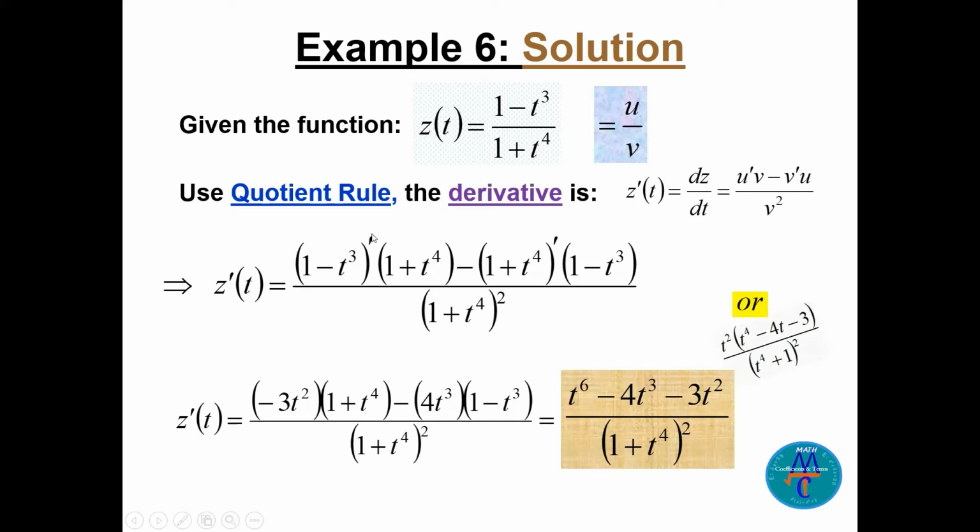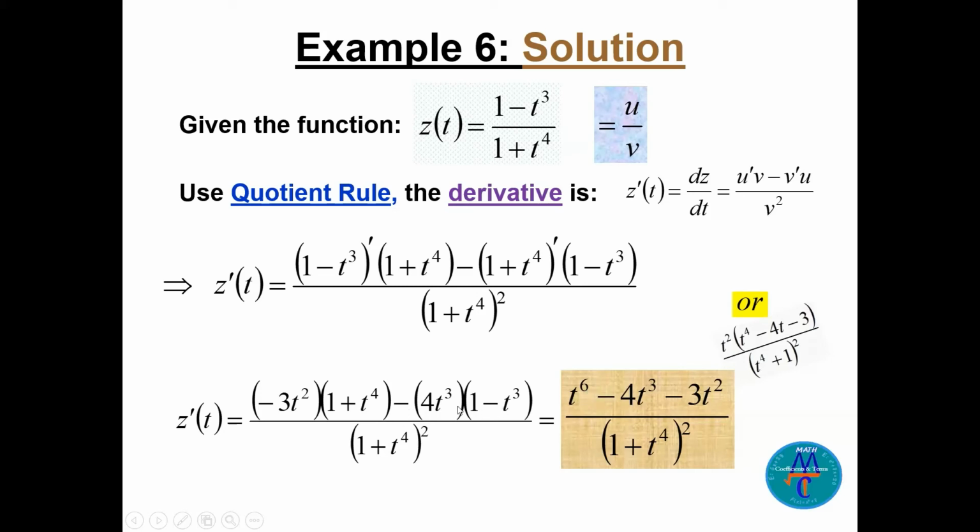See, (1 minus t cubed) all prime, I put it here in detail for you, times (1 plus t to the power 4), minus, see, minus in the formula, v prime, so (1 plus t to the power 4) all prime, times the u, 1 minus t cubed. Now you square the whole denominator, all of it, v squared. Now this one, go to the power rule, minus 3t squared. This one also, 4t cubed.